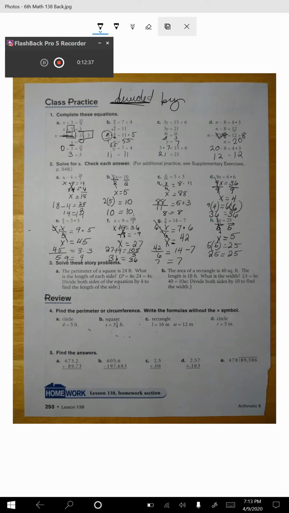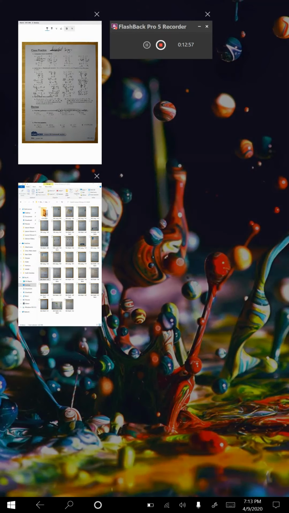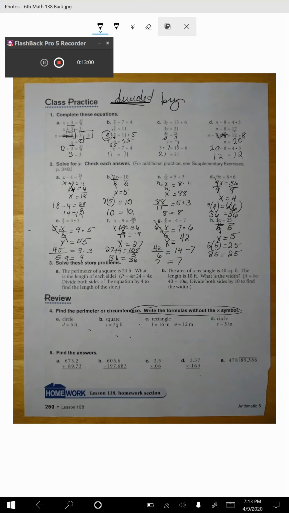All right, let's look at these story problems, and I'm going to leave you to your own devices. They want you to write your formulas without the x's down here, so you can do them. Find the perimeter or circumference. Okay, so you're doing perimeter. The perimeter of a square is 24 feet. So all the way around, it would equal 24. What is the length of each side?